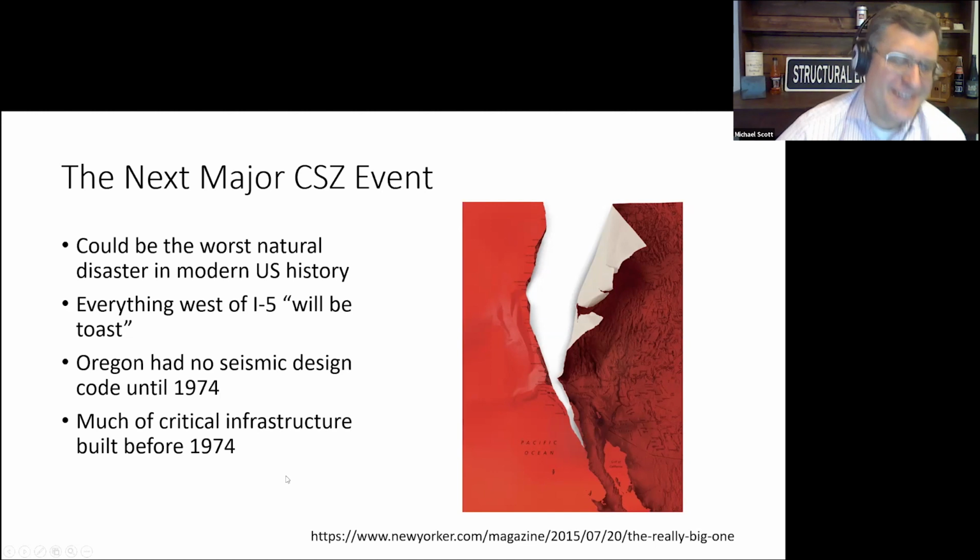But we know that's not true. And of course, much of the critical infrastructure in Oregon was built before 1974. So there's very little lateral load resistance for earthquakes or tsunamis or whatever the case may be. So aging infrastructure, new or not new, but hazards that weren't really considered, must be taken into account.